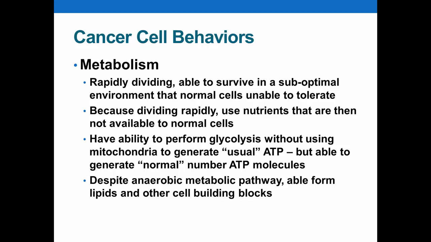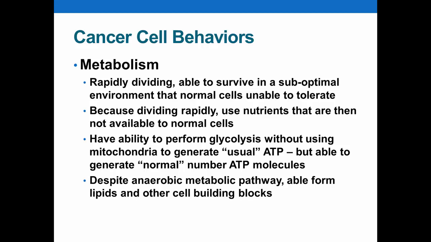Normal cells use the process of oxidative phosphorylation to turn glucose into CO2 and energy, or ATP. Cancer cells don't use that normal process of oxidative phosphorylation. And in doing so, they consume huge amounts of glucose that then continues to support their proliferation. Now, despite this abnormal pathway and even being able to use an anaerobic metabolic pathway, they are able to form lipids and other cell building blocks because they're using a lot of that glucose.